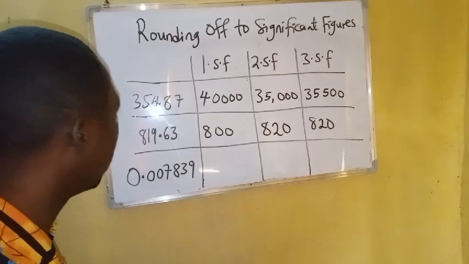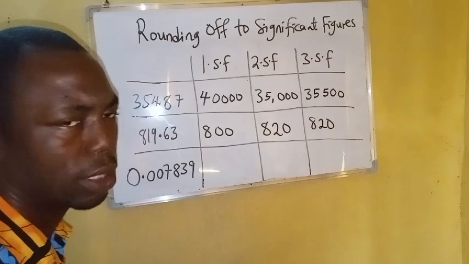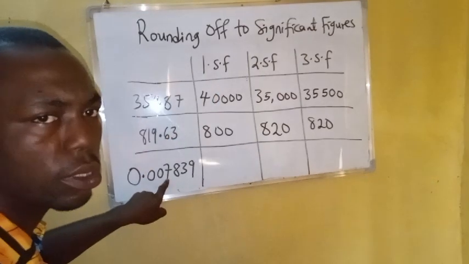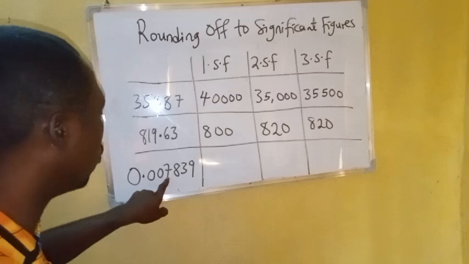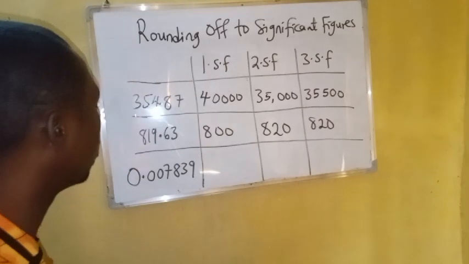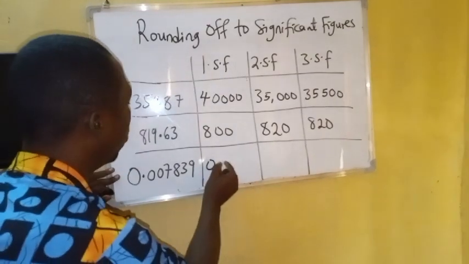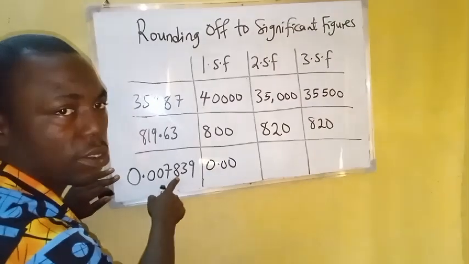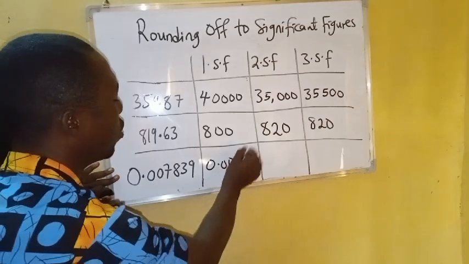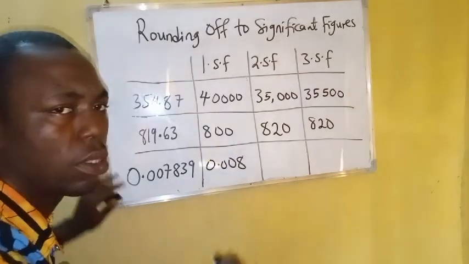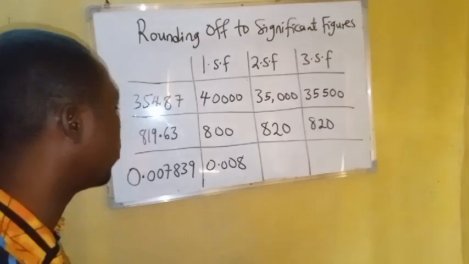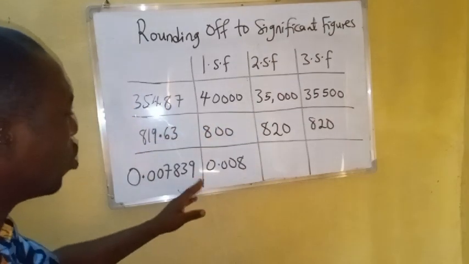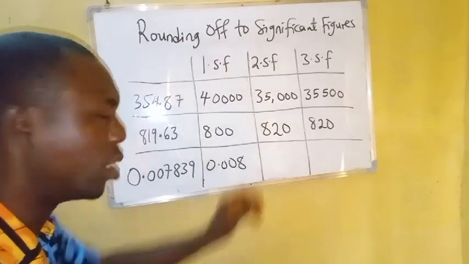So when you have this type, 0.007839, you start counting your 1 from this point. This is 1. So if it is 1 significant figure, our answer will be 0.00. The first digit is 7, but the next one is 8. That means we'll add 1 to this 7. That makes it 8. So the other digits there, we just neglect them, unlike here where we turn them to zeros. But since this is after the decimal point, there is no point writing zeros after the 8.